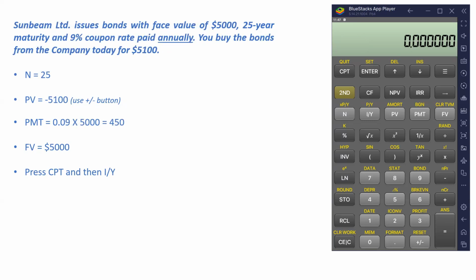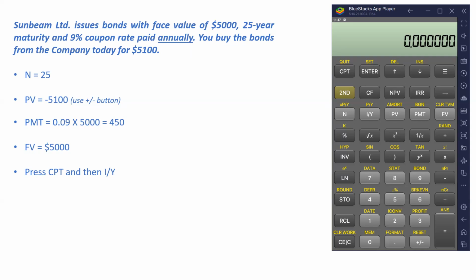Let's see one more question. So Sunbeam Limited is issuing bonds with a face value of $5,000, 25-year maturity, and 9% coupon rate. This is paid annually. You buy the bonds from the company today for 5,100. That means you are buying the bond at a premium.